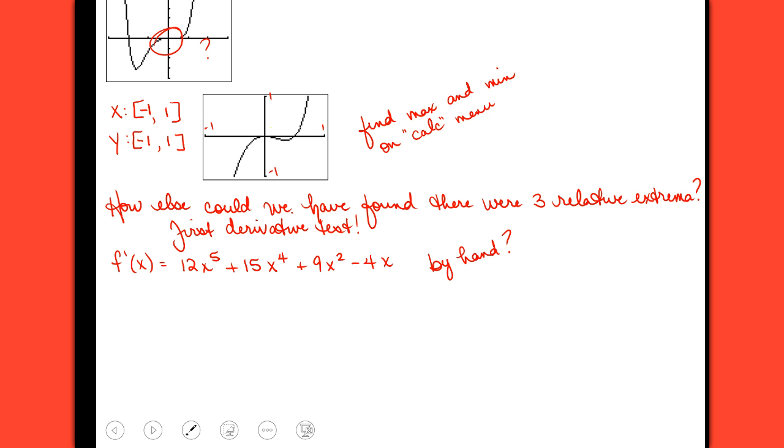Okay, so if I want to figure out where the derivative changes from positive to negative, I could make a sign graph for the derivative. But to make a sign graph for the derivative, I'm going to have to solve this quintic. Want to do that by hand?